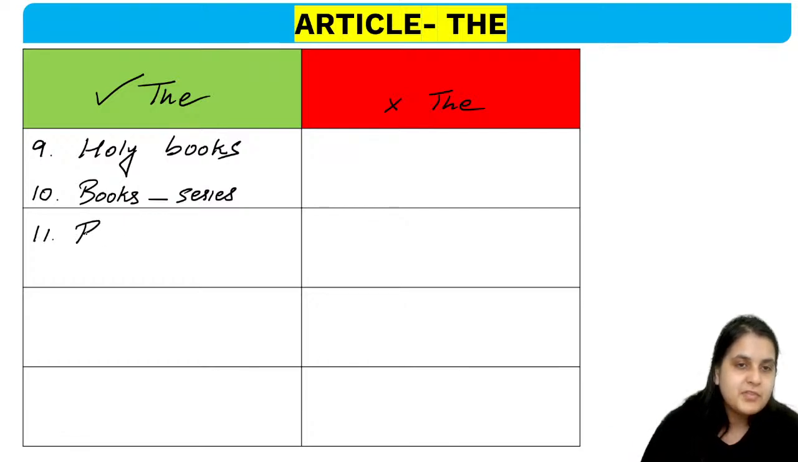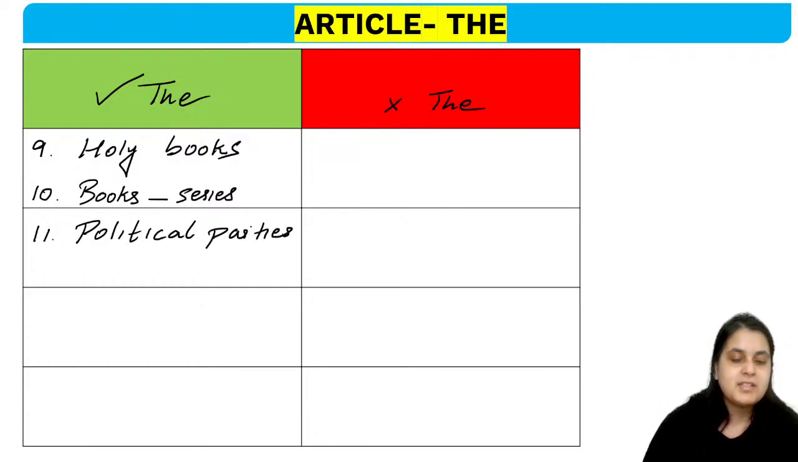Then we use the before the names of political parties. We use the before the names of political parties. For example, the BJP, the Congress.